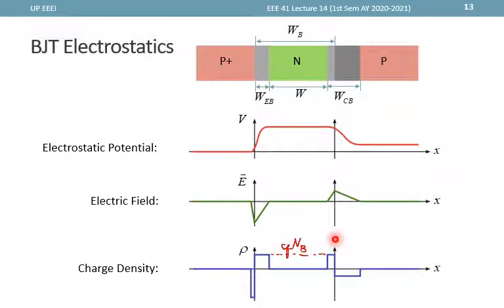And also that means that we are assuming that the metallurgical junctions are at this portion. So in this plot right here, the metallurgical junction occurs here and here, meaning this whole portion here is the N-type base. And we are using WB to represent the physical width of the base.